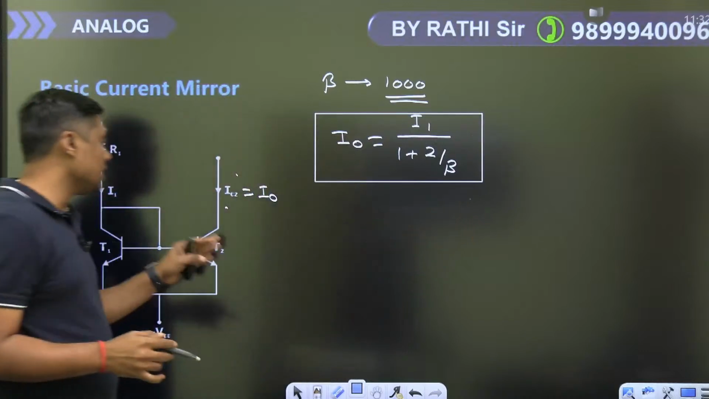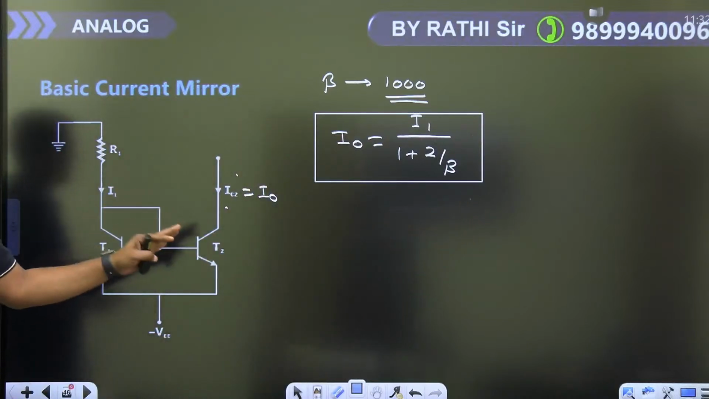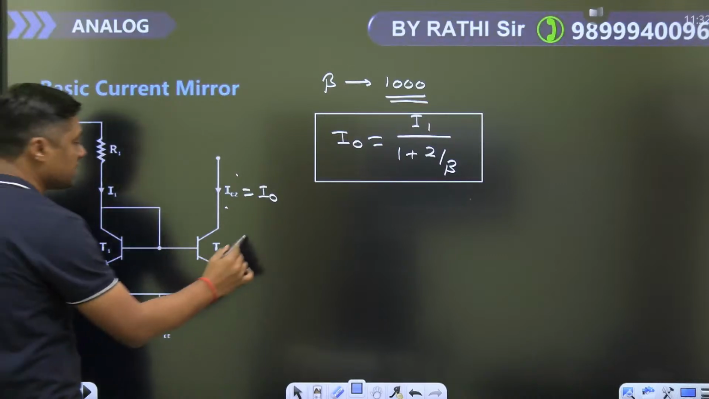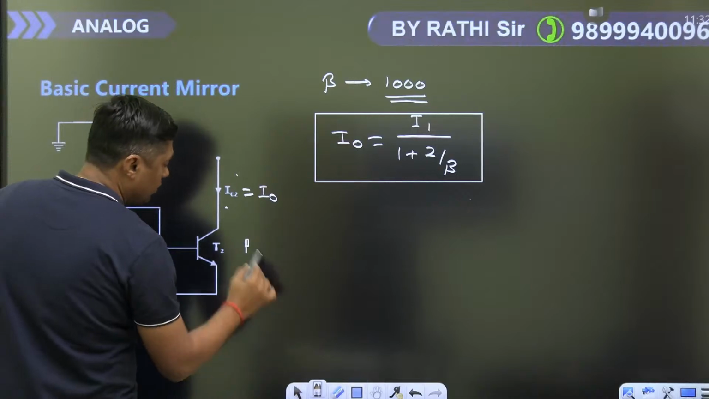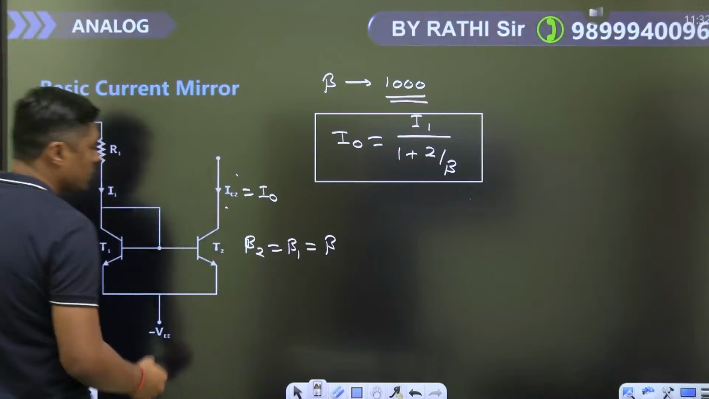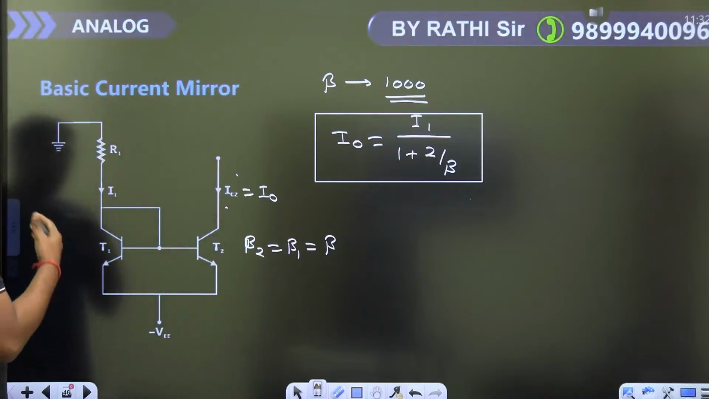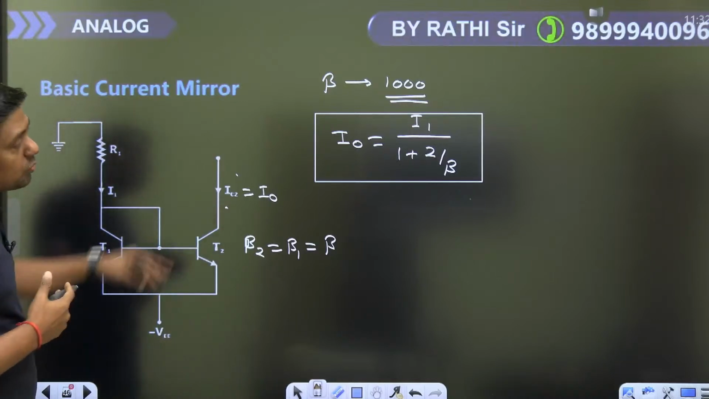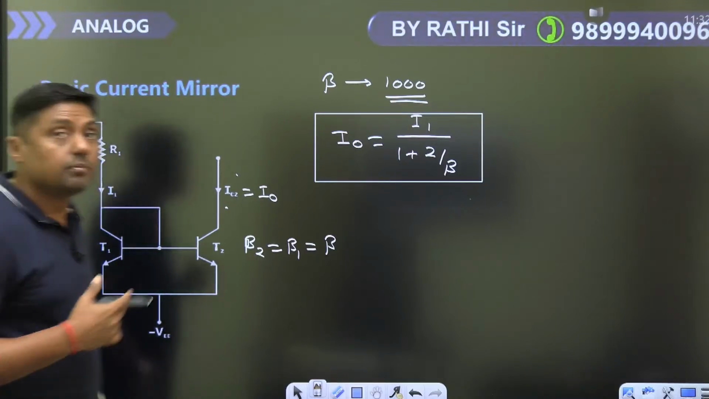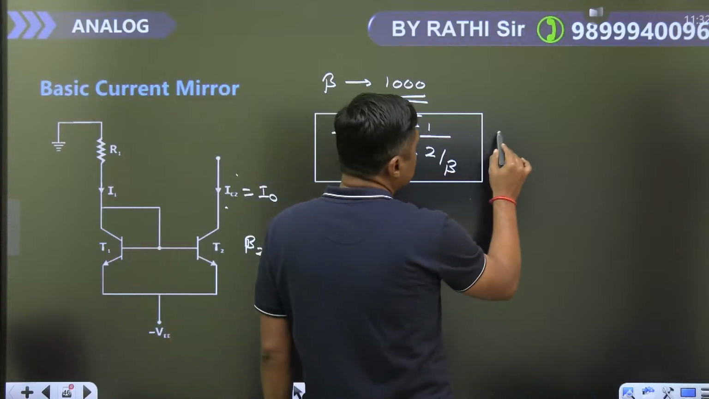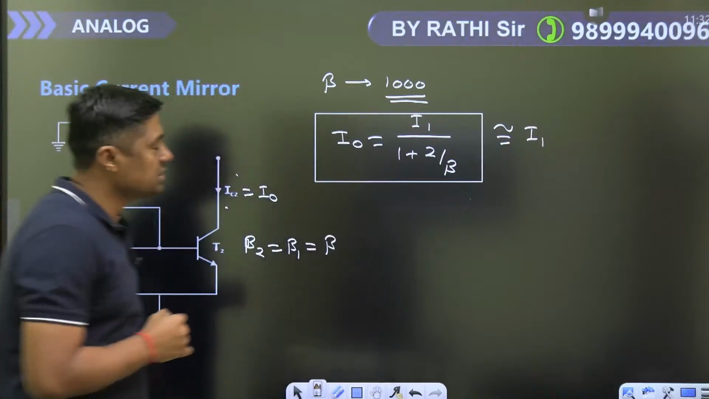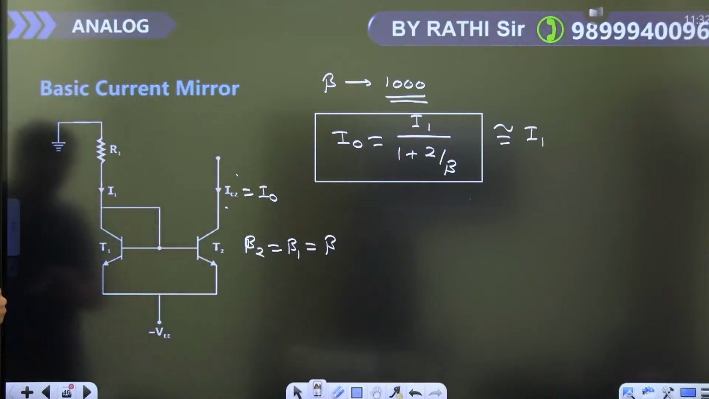If both the transistors are identical, beta same, every characteristic is same, then you can write like this. The actual formula, the output current in terms of input current, is given by I1 upon 1 plus 2 by beta. But if beta is very very large, then it is nearly equal to I1, since 2 by beta is very very less than 1. This is the I1. Now how can we find the I1?